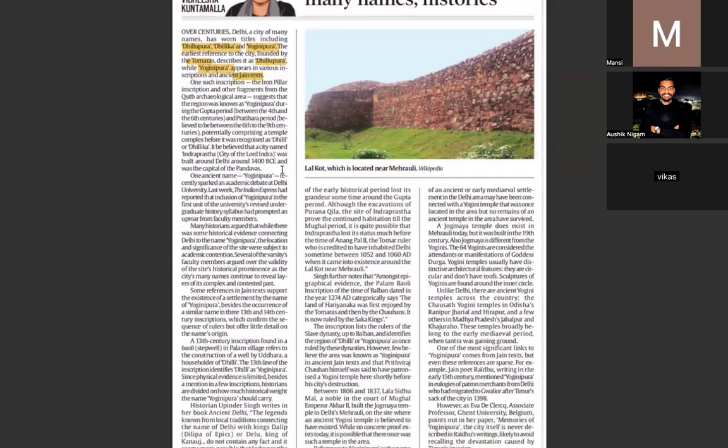So an iron pillar inscription is there. Other fragments from the archaeological area suggest the region was known as Yoginipura during the Gupta period, between the 4th and 6th centuries, and the Pratihara period, 6th to 9th century. At that time they called it Dhilli or Dhilika, and gradually it became Delhi. 1400 BC, and the capital of the Pandavas.